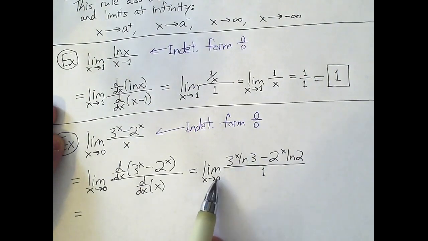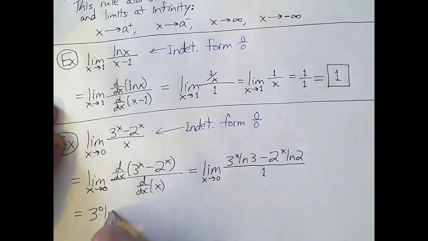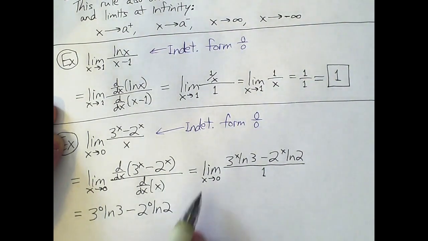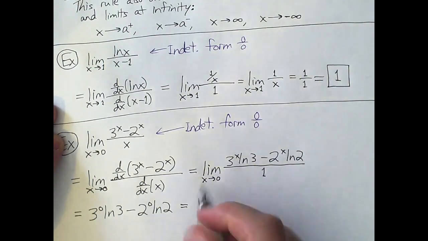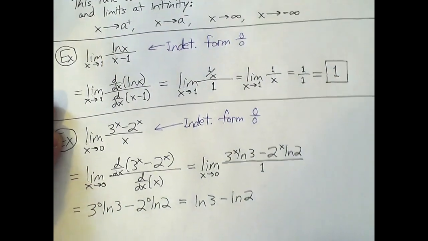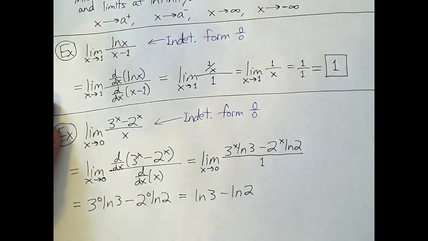Exponential functions are continuous, so it is okay to just plug in 3 to the 0 and 2 to the 0. So this is 3 to the 0 ln 3 minus 2 to the 0 ln 2. Notice that I didn't write limit in front of this step because we've already evaluated the limit. You should put equal signs between expressions, and you should write limit in front of limits, but I'm not writing it here because we already dealt with it. This is ln 3 minus ln 2. Is that the answer? Yeah, I mean, that's basically it.